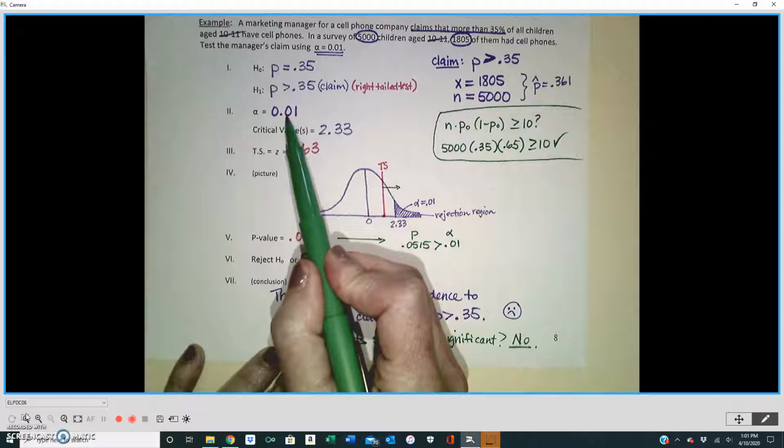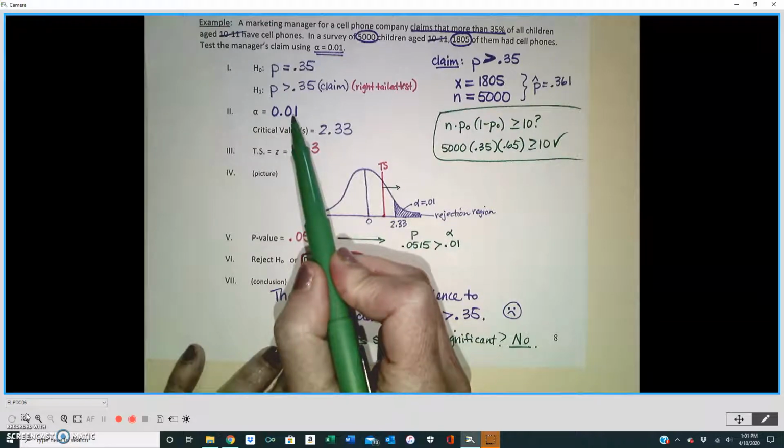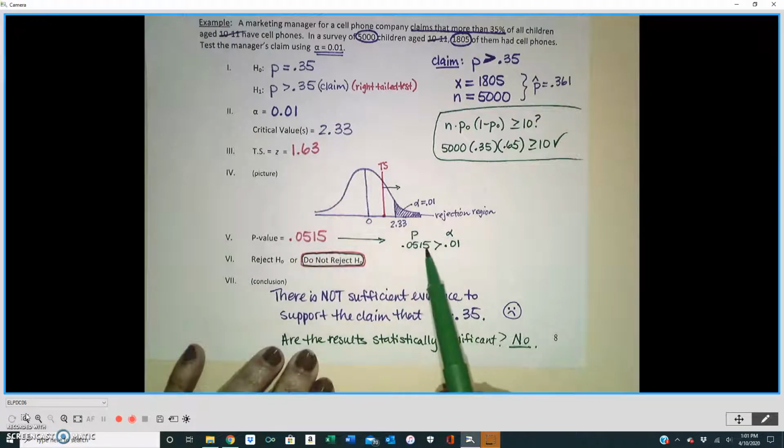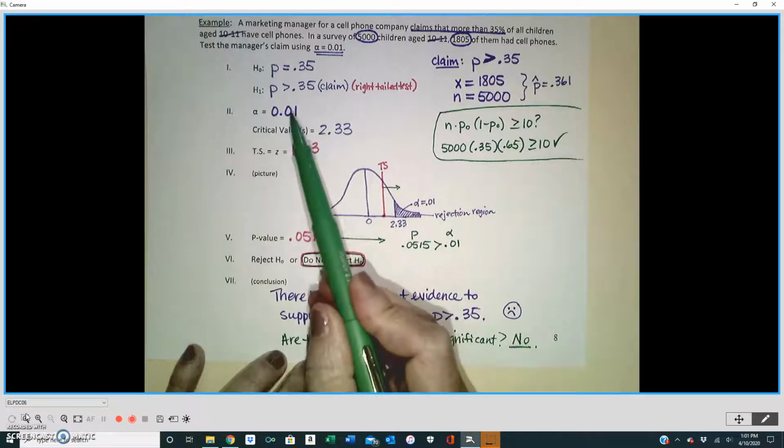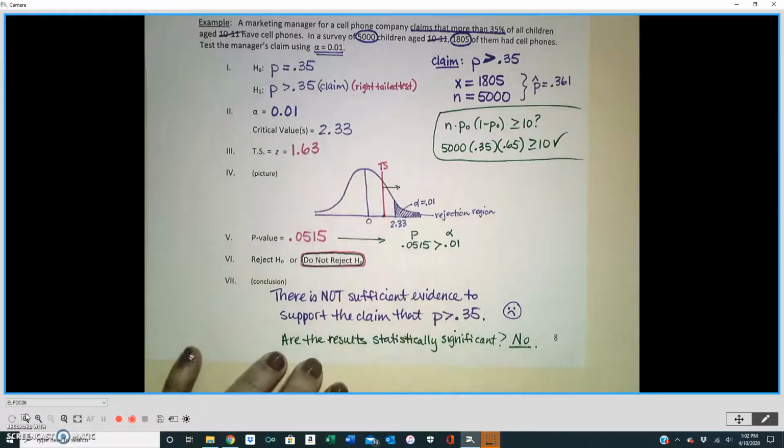Also, alpha, it's the level of significance. It's the level by which significance is determined. Your results are only significant if your p-value is less than alpha. Our p-value was not less than alpha. We did not have statistically significant results. This is the cutoff for significance, and it changes from problem to problem.